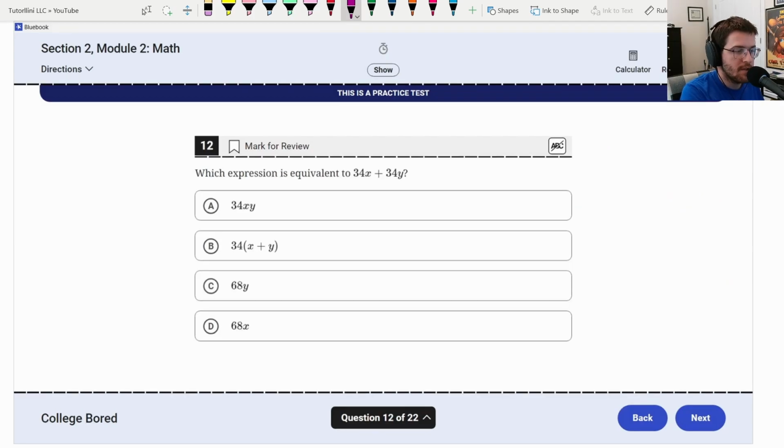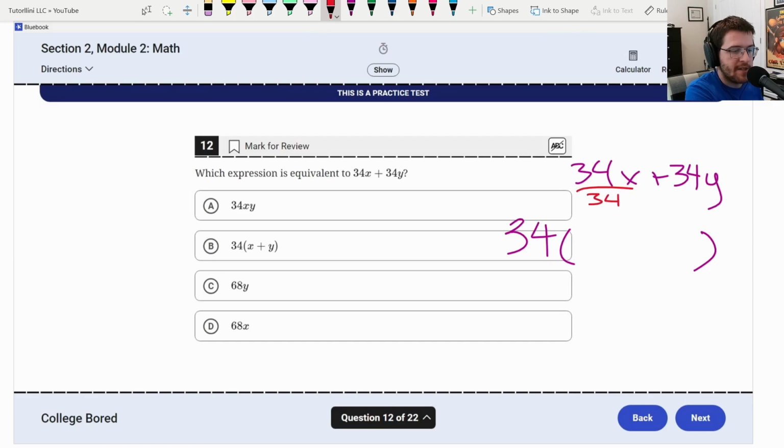Okay, question 12. So I noticed that these guys have a common factor. They don't both have an x, they don't both have a y, but they both have a 34. So I'm going to use factoring using a GCF, greatest common factor. I'm going to pull out a 34. And when you pull out a GCF, you're essentially just dividing to see what's left. So we divide both of them by 34, and we get x plus y. So this expression is equivalent to 34 times x plus y, which is answer choice B.